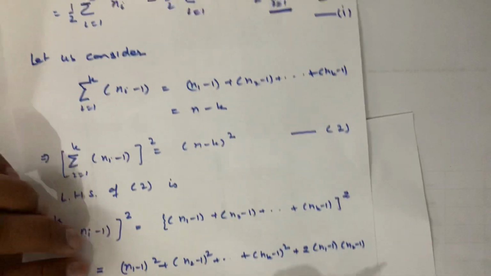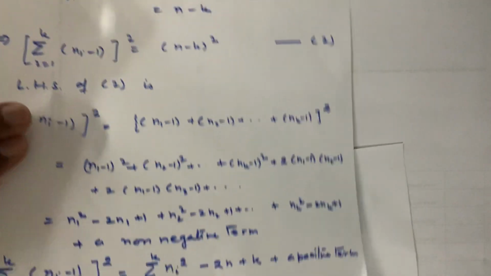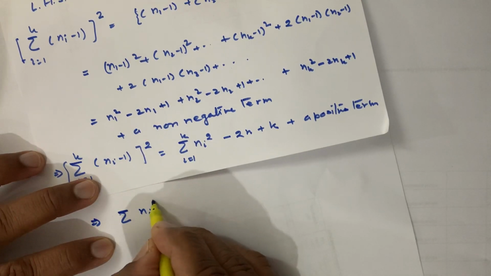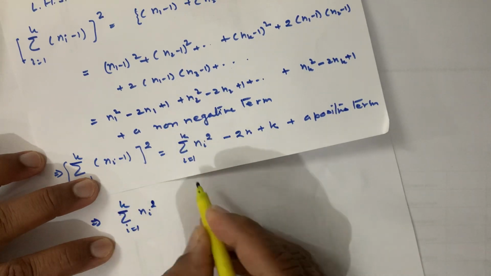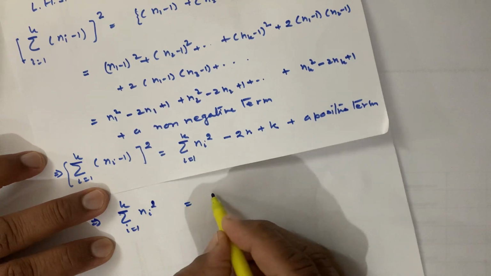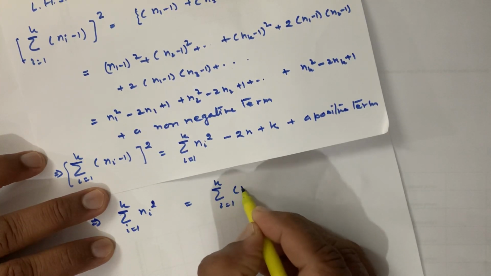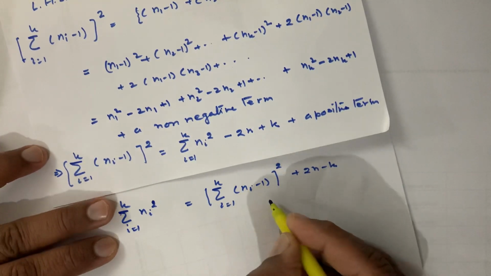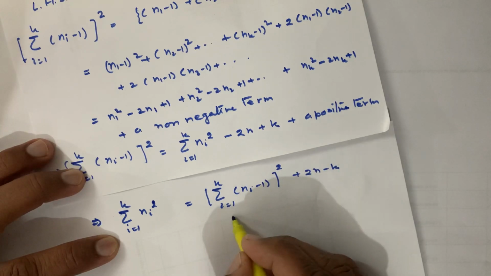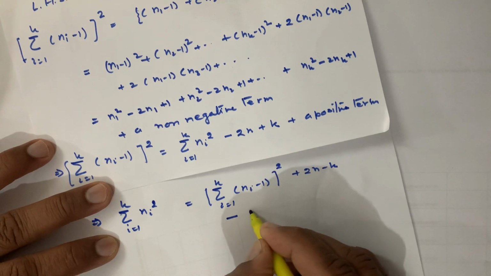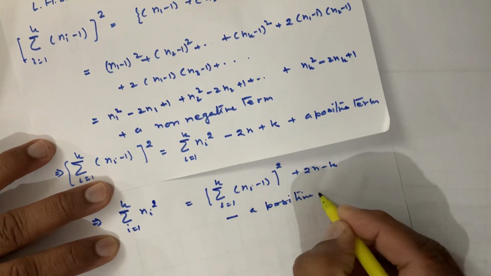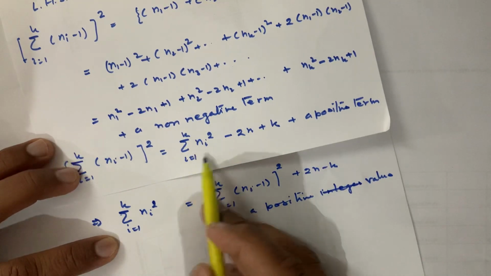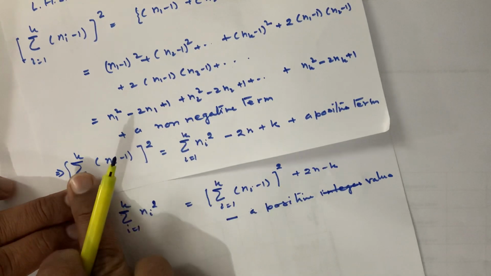हमें एक्चुअल के अंदर वैल्यू निकालनी थी summation of ni square की. तो summation of ni square को अपन लिख सकते हैं. This implies summation of ni square, i is equal to 1 to k, is equal to summation of i is equal to 1 to k of (ni minus 1) whole square plus 2n minus k, and minus a negative integer, minus a positive integer, a positive value. We should say the positive value. हम इसकी वैल्यू निकालना चाहते हैं. तो this value is equal to this one minus this one.